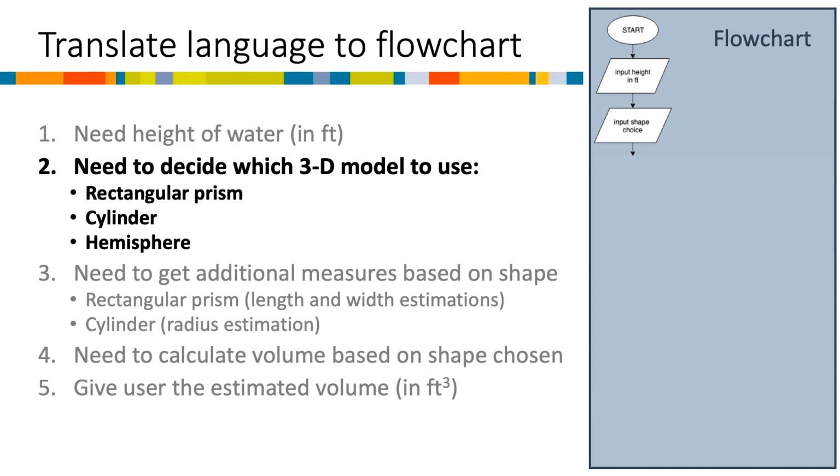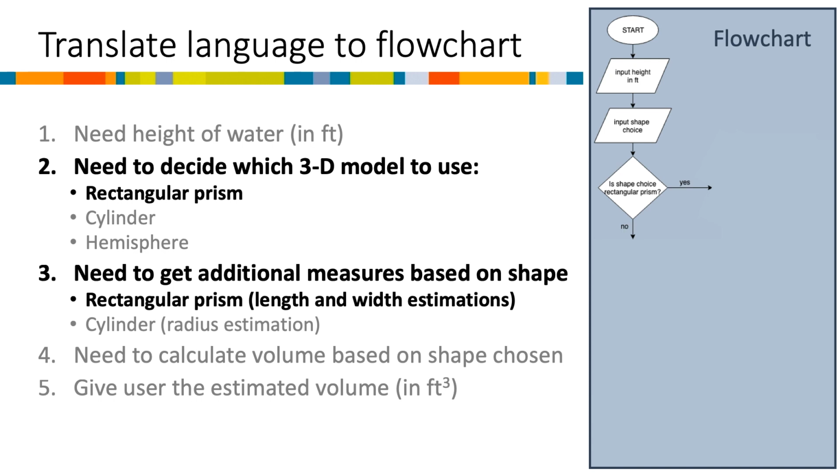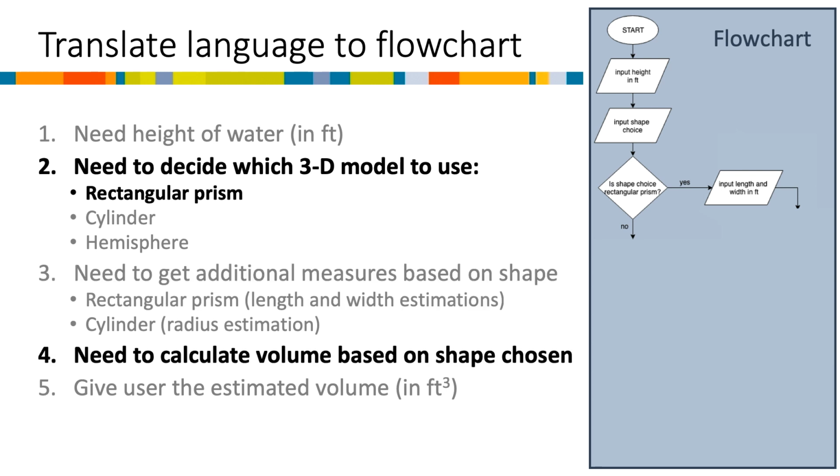Next, we need to decide which shape we are using. So let's first decide if we are using a rectangular prism. That decision is a diamond, and we can add the question, is shape choice a rectangular prism, in the diamond. If the answer is yes, then we need to get additional information. That is, we need the length and width estimations. So we add a parallelogram for the inputs and appropriate pseudocode. Following that path in our flowchart, the next thing we need to do is calculate the volume of the rectangular prism. That is a process, which gets a rectangle in the flowchart.